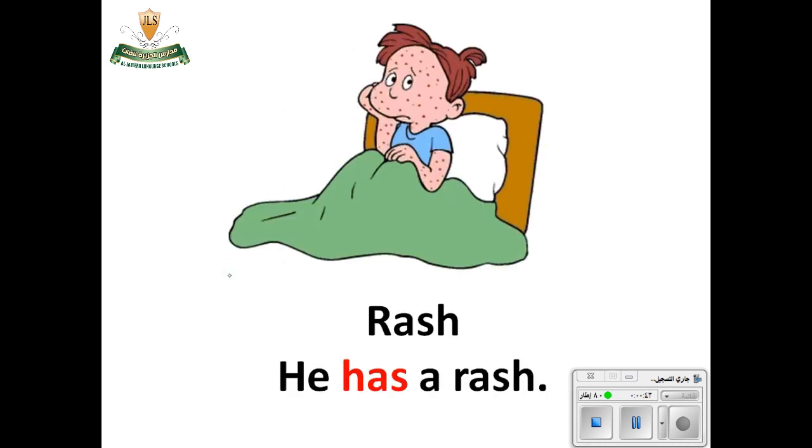Number two, rash. Rash. It means a lot of small red spots on the skin or on your body. He has a rash.